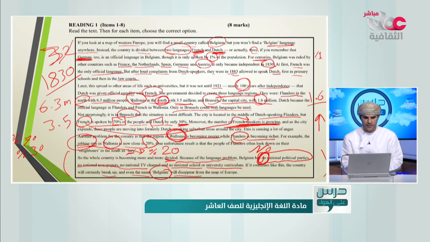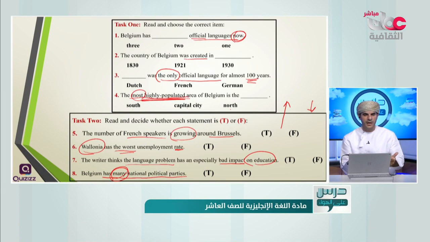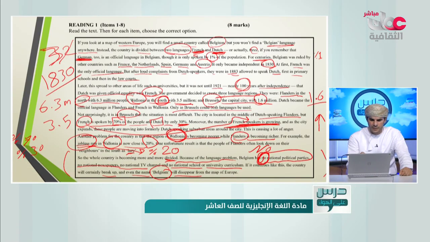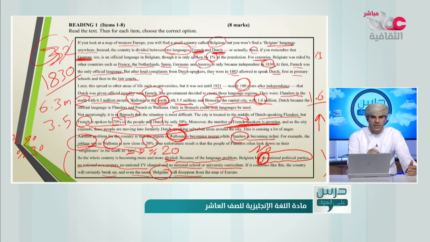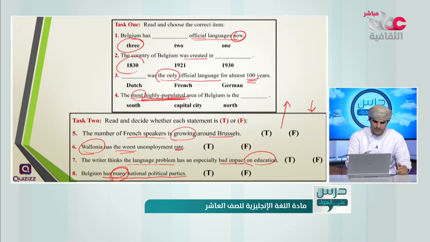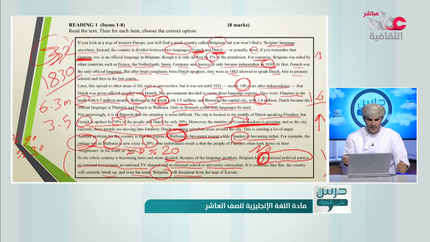Now let's go to the answers. As I promised you, you can answer in seconds. Look here, Belgium has how many official languages? Three. So three official languages. It's a piece of cake. The country of Belgium was created in, let me look at the numbers, 1830, when it became independent. So 1830 was the only official language for almost 100 years.